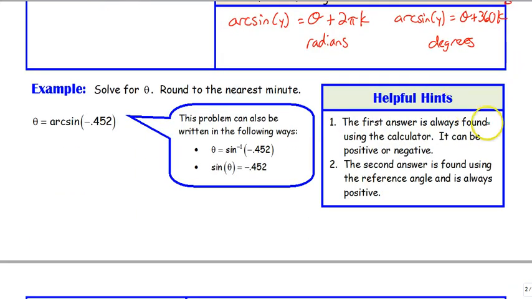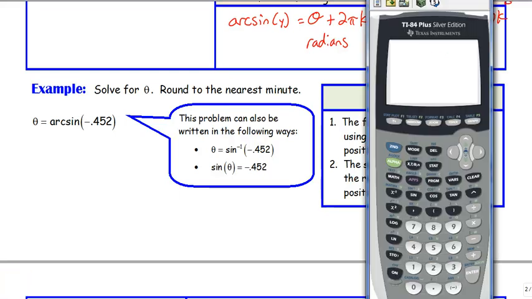And here's a helpful hint. The first answer is always found using the calculator, so you guys should have no thought process at all. And this is the type of problems you're going to see on the test and the quiz. None of the stuff we've done so far except for these general forms, which you're going to have to use. So let me get my calculator ready. Okay, so it says solve for x and round to the nearest minute.